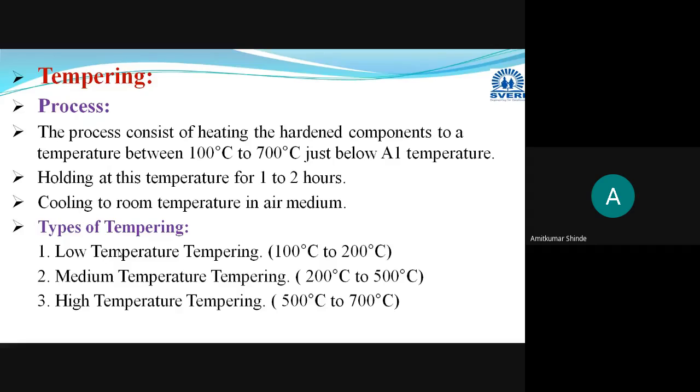Now, what exactly happens in low temperature tempering? Whichever martensite is present will get decomposed in this 100 to 200 degrees Celsius temperature zone.